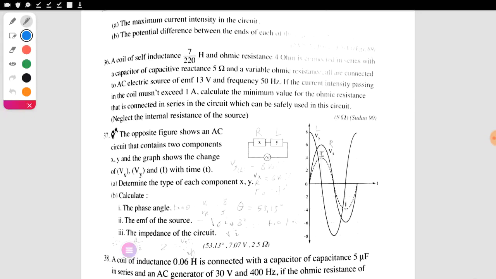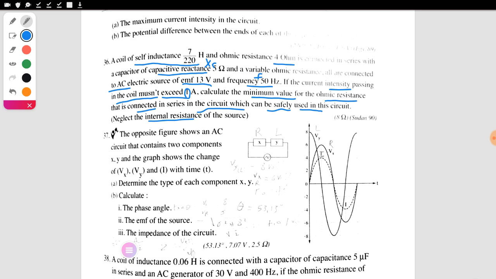We are going to solve some problems about alternating current circuits. If you have a coil of inductance 7/220 Henry and ohmic resistance 40 ohm connected in series with a capacitor of capacitive reactance XC equal 5 ohm and a variable ohmic resistance, connected with a 10 ampere alternating current source of EMF 13 volt and frequency 50 hertz. If the current intensity passing through the coil must not exceed 1 ampere, calculate the minimum value of the ohmic resistance that can be safely connected in series in this circuit, neglecting internal resistance of the circuit.